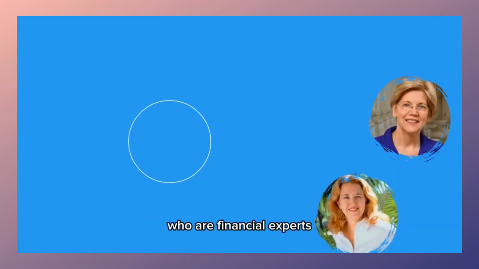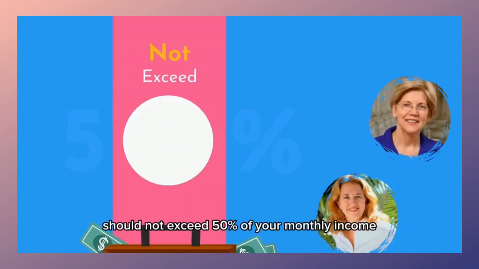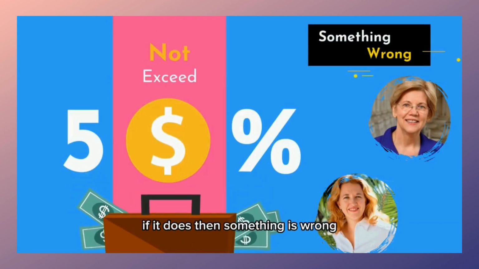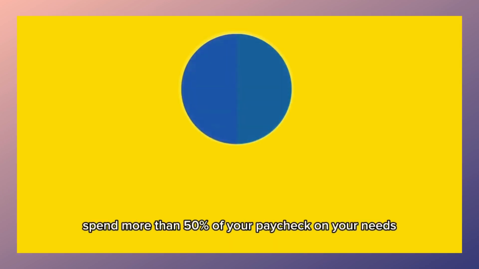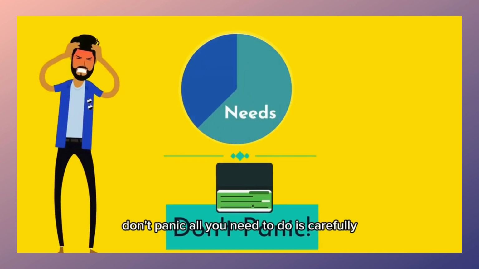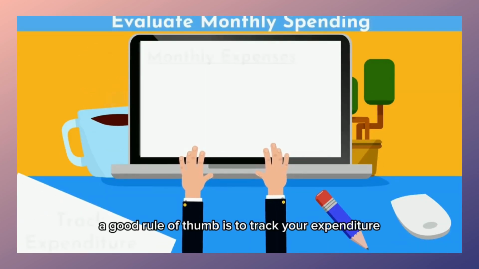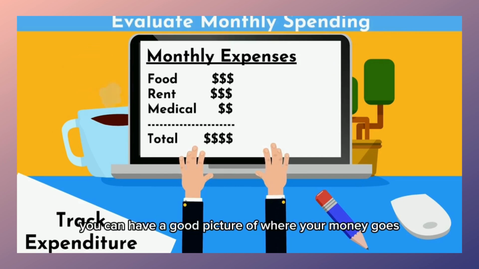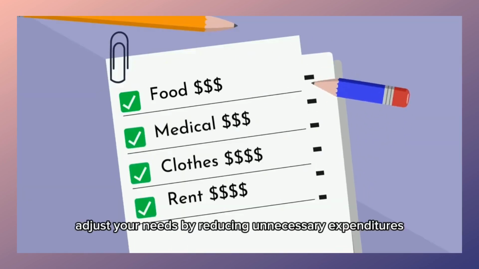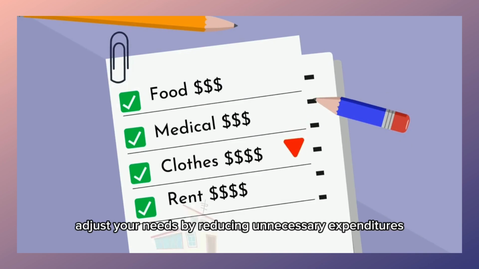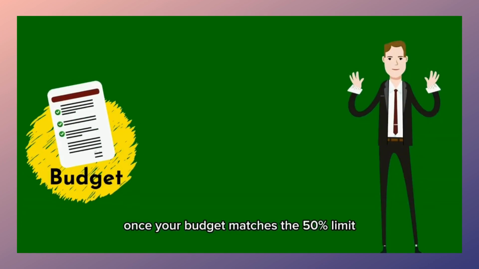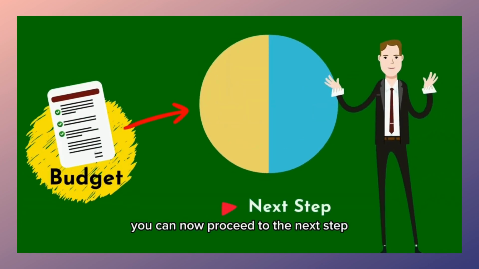Warren and Tyagi, who are financial experts, say this category should not exceed 50% of your monthly income. If it does, then something is wrong. If you do, however, spend more than 50% of your paycheck on your needs, don't panic. All you need to do is carefully evaluate what you spend your money on each month. A good rule of thumb is to track your expenditure so you can have a good picture of where your money goes. Once you know where your money is going, adjust your needs by reducing unnecessary expenditures or find cheaper alternatives. Once your budget matches the 50% limit, you can now proceed to the next step.